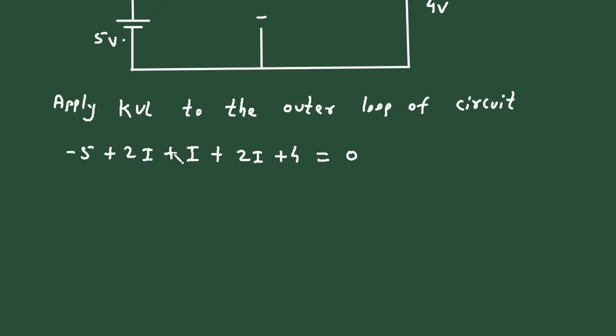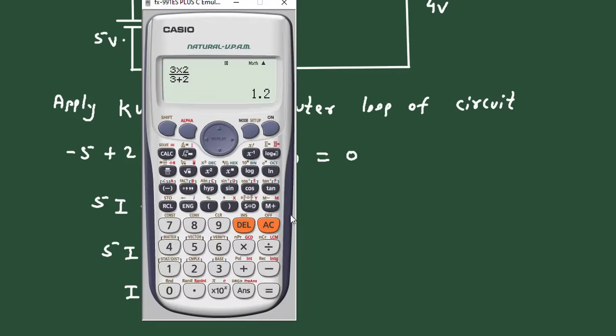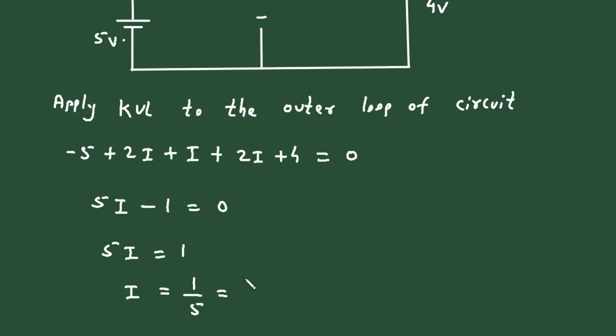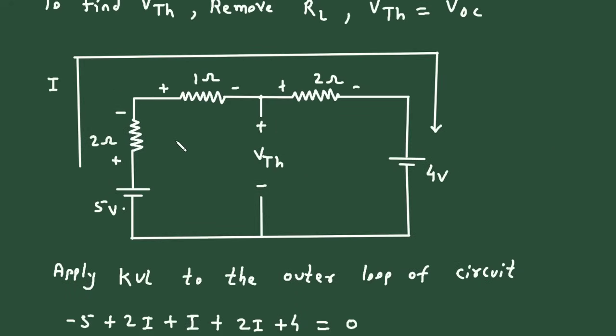So this will be 2 plus 1, 3, 3 plus 2, 5. So it will be 5i, and -5 plus 4 will be -1 is equal to 0. Therefore 5i is equal to 1, and therefore I is equal to 1 by 5. So 1 divided by 5 is 0.2. So it is 0.2 ampere, the value of current I. Now let's say this is mesh number 1 with current I1.